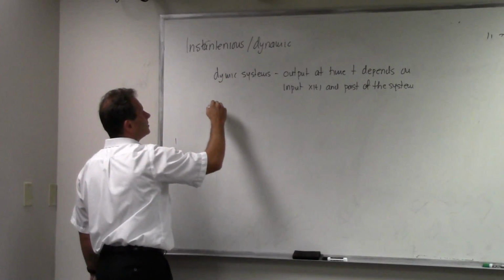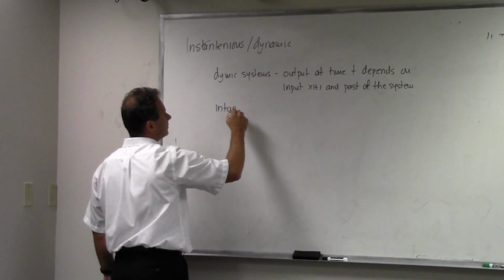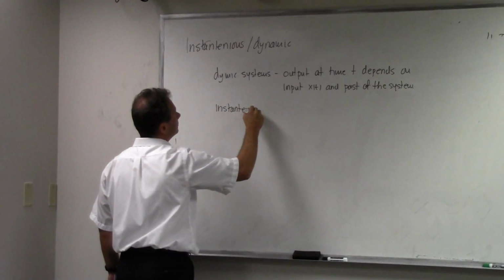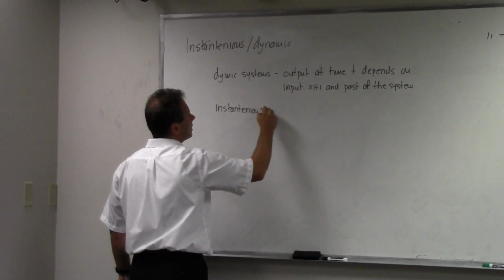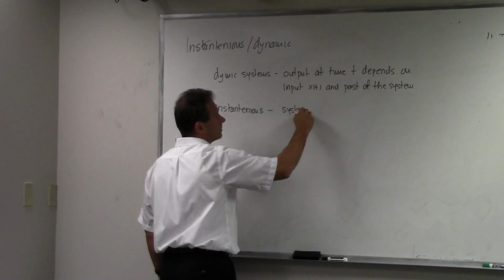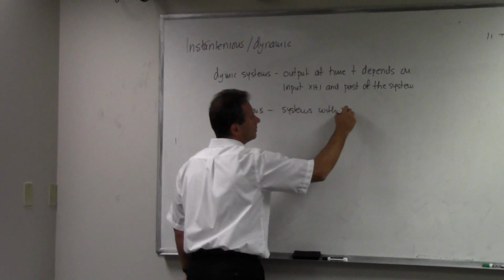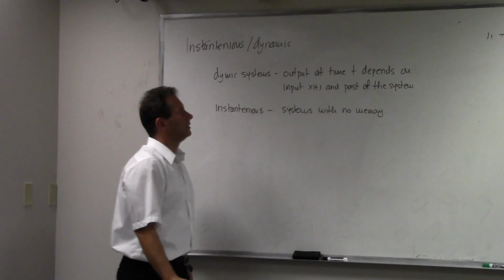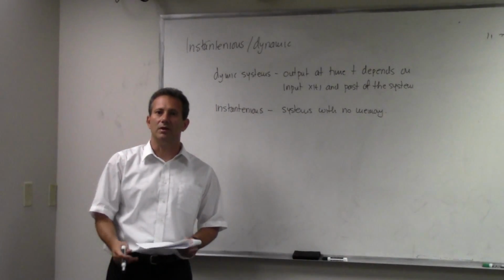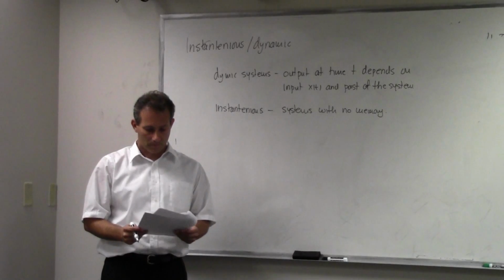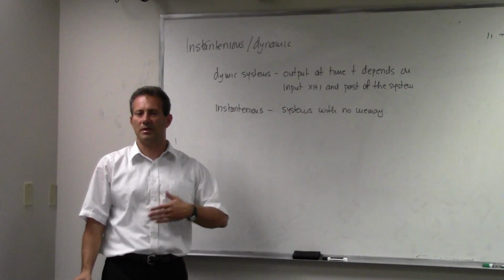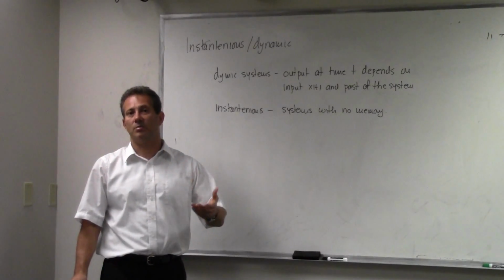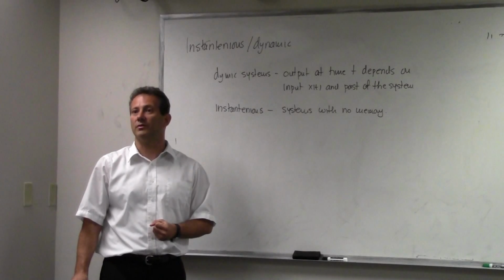There are, however, some systems that we call instantaneous. These are the systems with no memory. In other words, your output at a time t only depends on the value of your input at the time, x of t. Now, what is an example of such a system? Let's say you have some sort of network made out of only resistors, right? Then your output at the time t only depends on your input x of t.